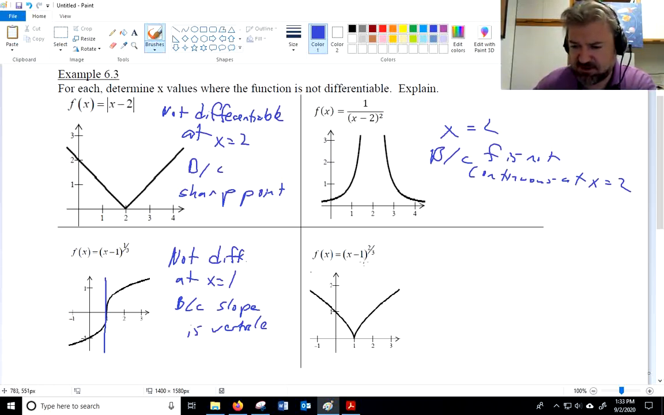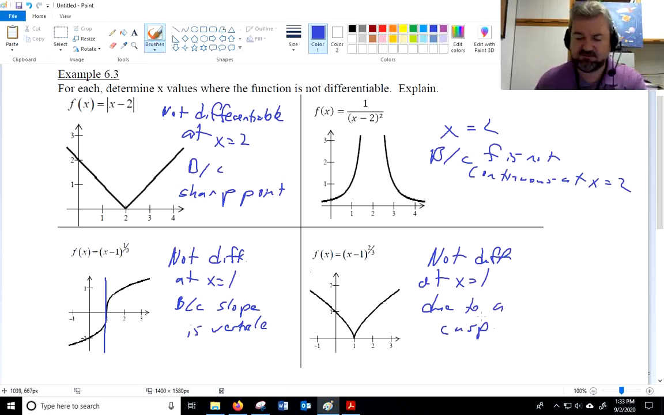All right, and at this one here, x minus 1 to the 2/3, we were just looking at this very thing. There's a cusp. It is not differentiable at x equals 1 due to a cusp is what they call that. CUSP, kind of a fun word, but not smooth. You must be continuous and smooth.